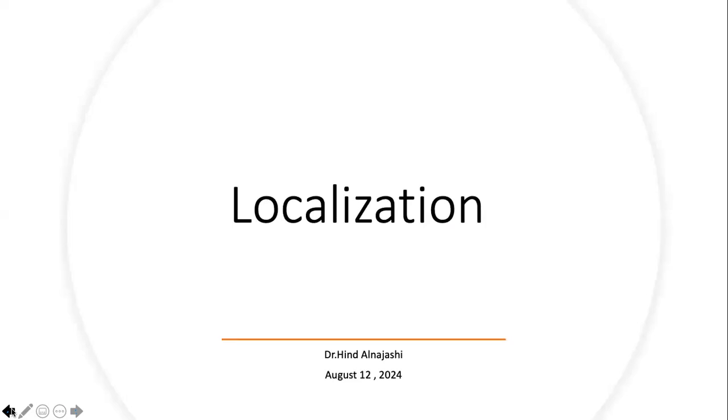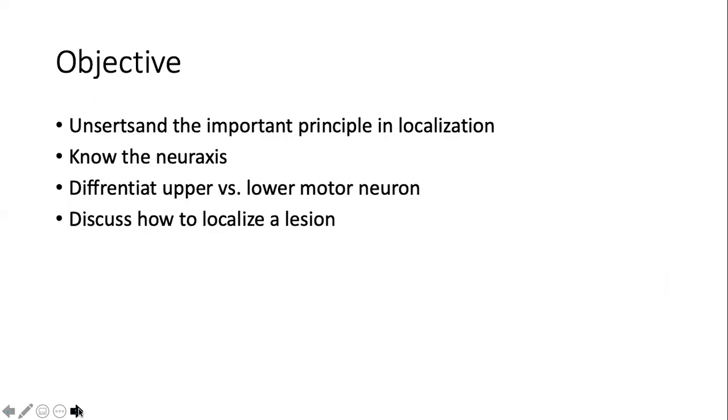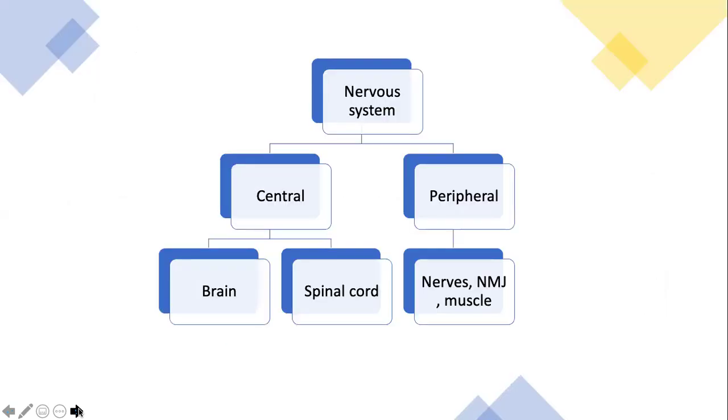Okay, so we will start with localization. Before going through the steps and how to localize, which is the first important step in approaching any neurological complaint, we need to understand a few important points. The first thing is the nervous system. As we know, the nervous system is divided into the central nervous system and the peripheral nervous system. The central nervous system is mainly composed of the brain and the spinal cord, while the peripheral nervous system has the nerves, neuromuscular junctions, and muscles.